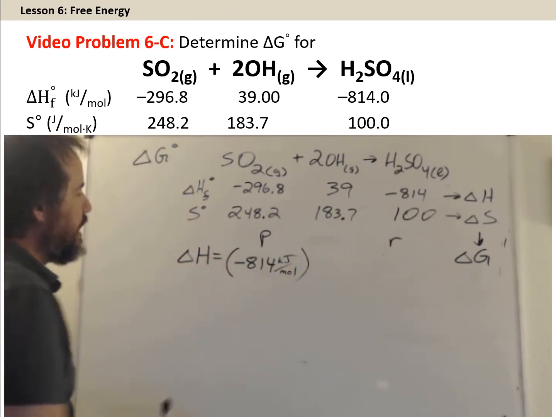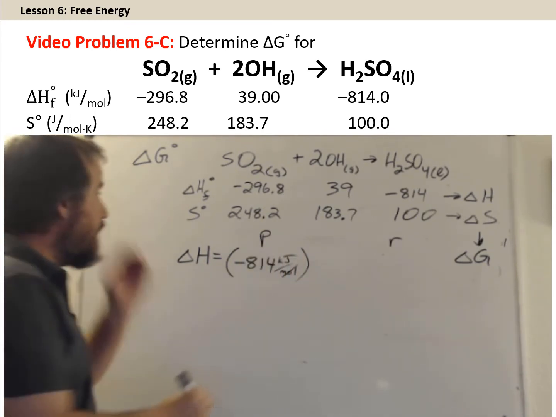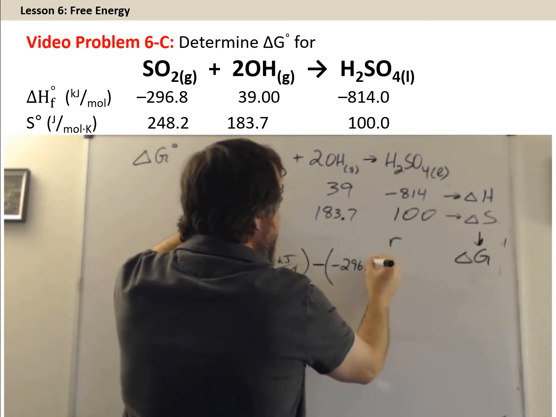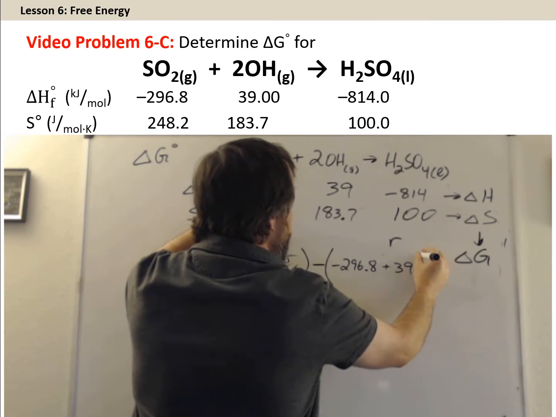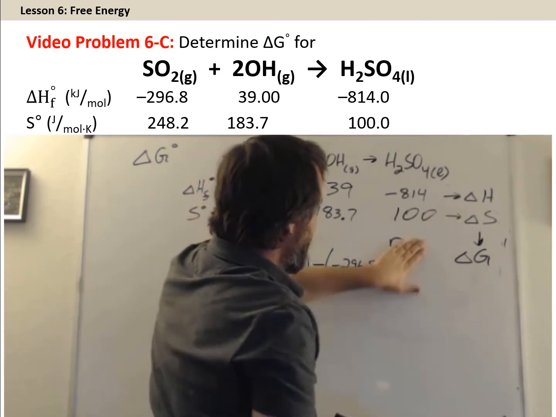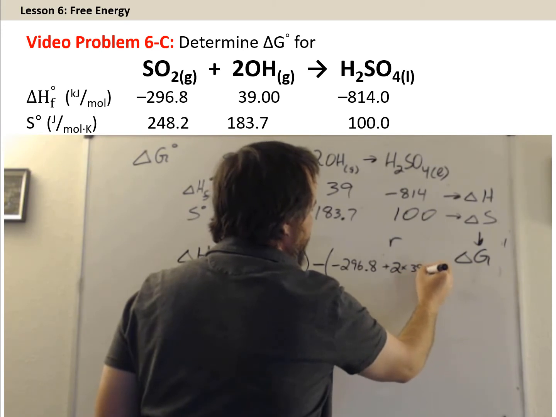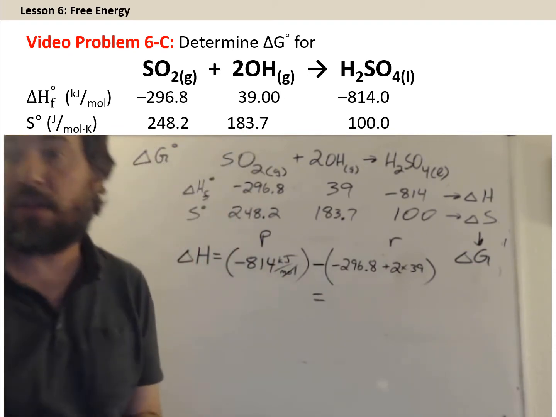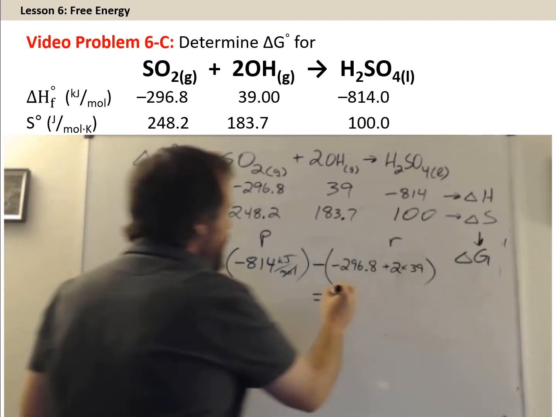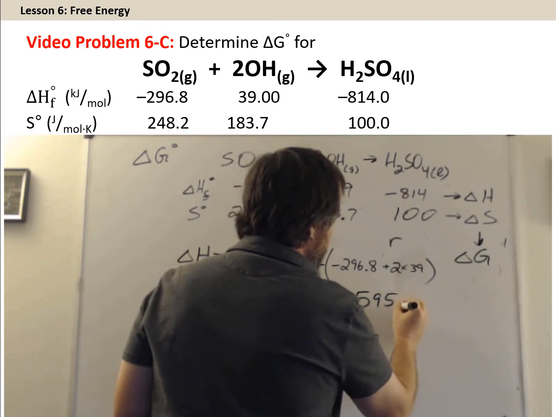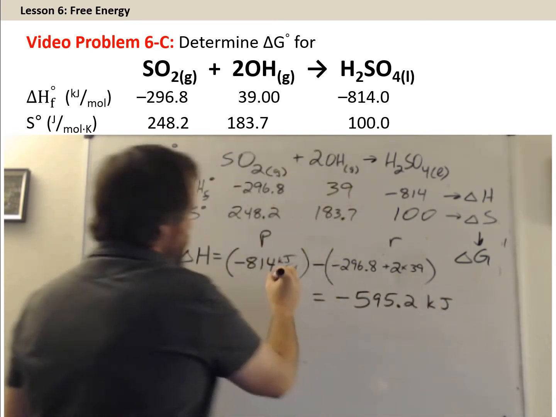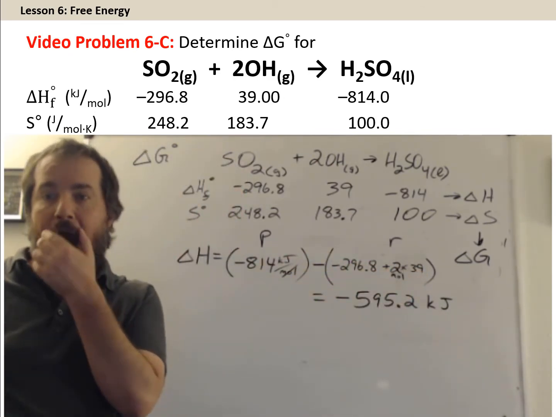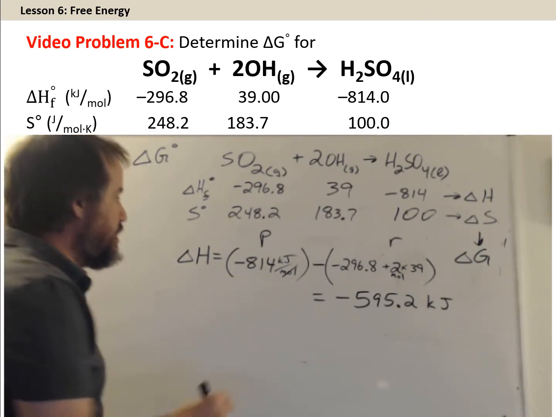I'm actually multiplying it by 1 so that moles goes away. And then I'm going to subtract off negative 296.8 plus 2 times 39. Why 2? Because of that 2. Okay? So I go ahead and do this calculation. I get negative 595.2 kilojoules. Multiplying this by moles basically gets rid of that. Okay? All right, so I have my delta H.